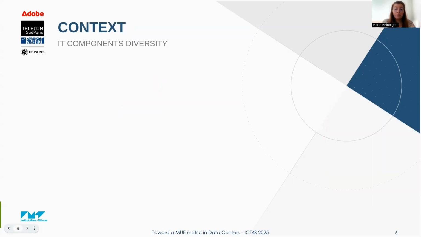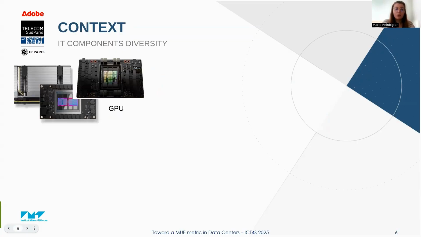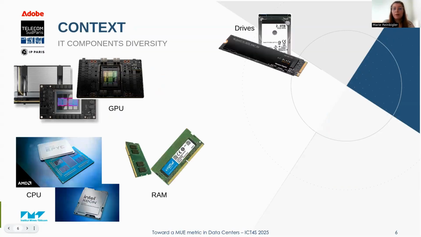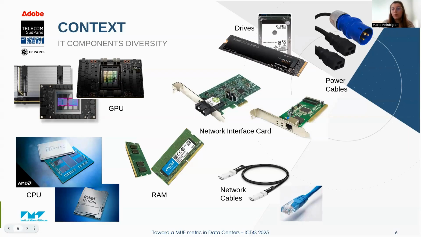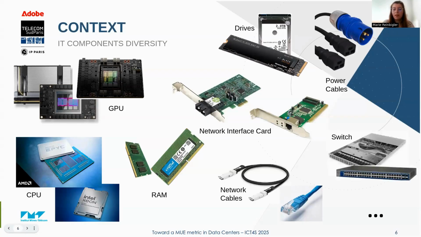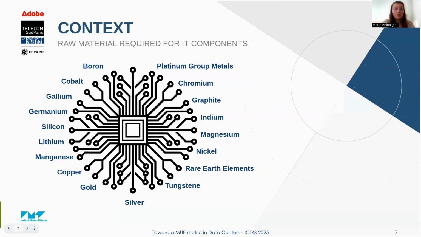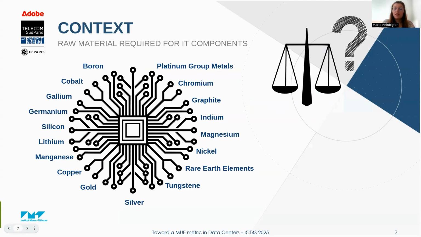So where are those materials actually used? They're used in a large diversity of components like GPUs, CPUs, RAM, SSDs, network interface cards, network cables, power cables, switches, and so on. And due to this large diversity, we also require a large diversity of raw material. And the huge question is, in which quantity do we actually need each of those materials?